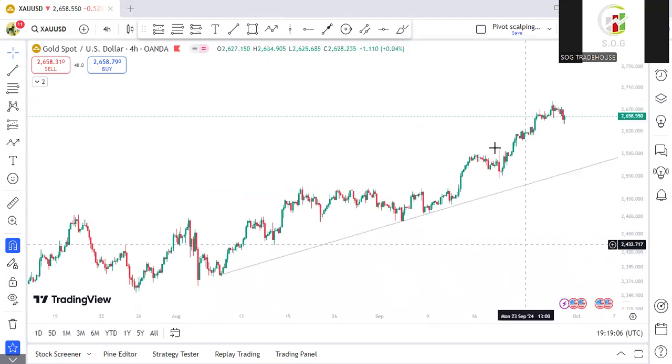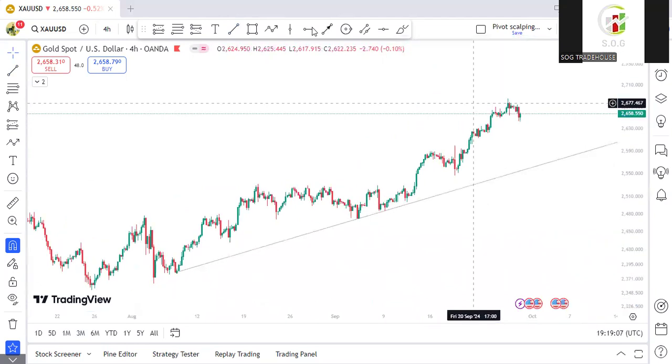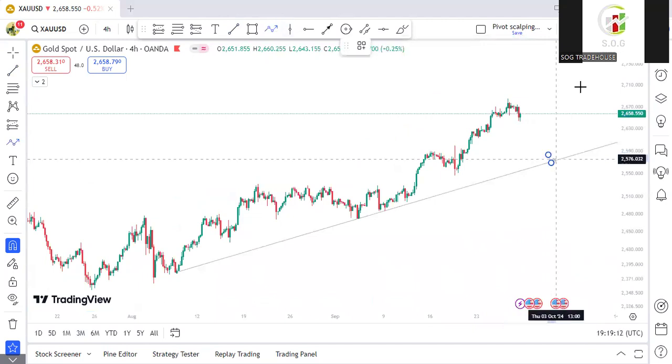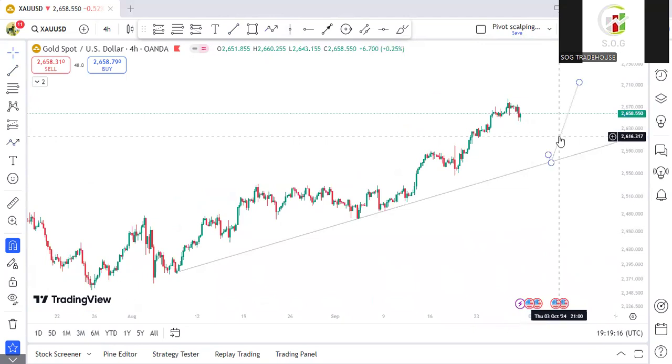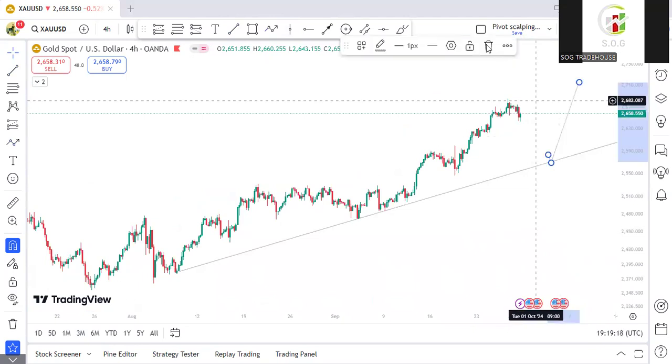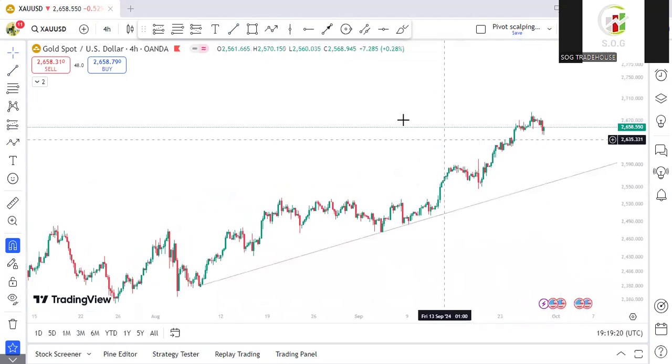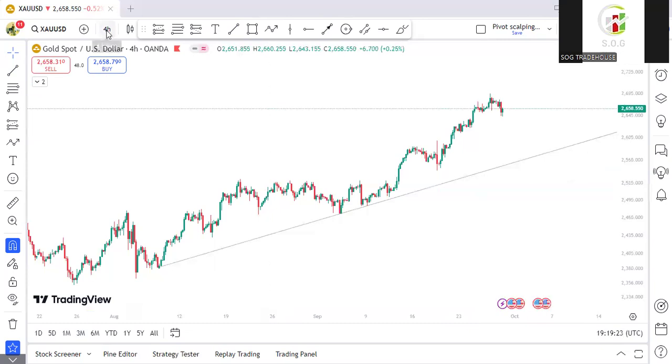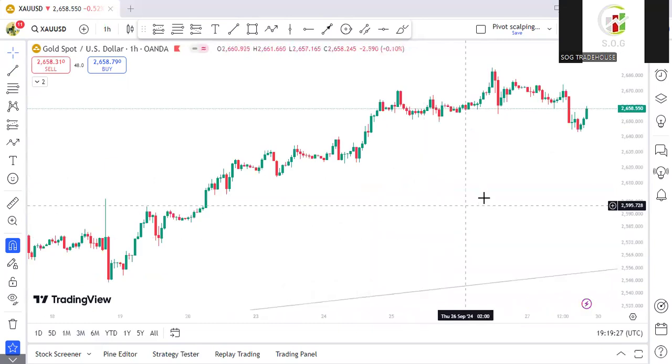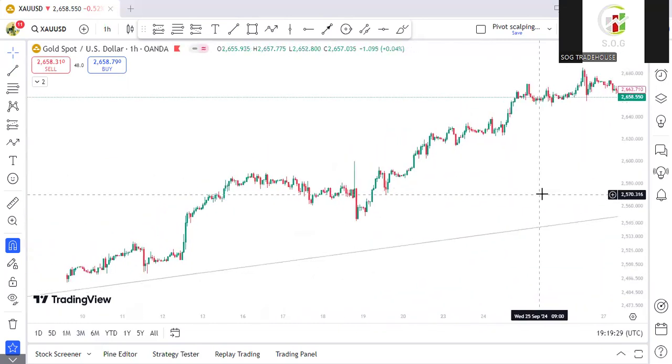So we are waiting for the market to come back to this trend line and continue with the bullish move to the upside. But current market price is actually far from this place. But let's see how we can capitalize on the current market structure. So let's go down to the 1 hour time frame and see what's happening there.